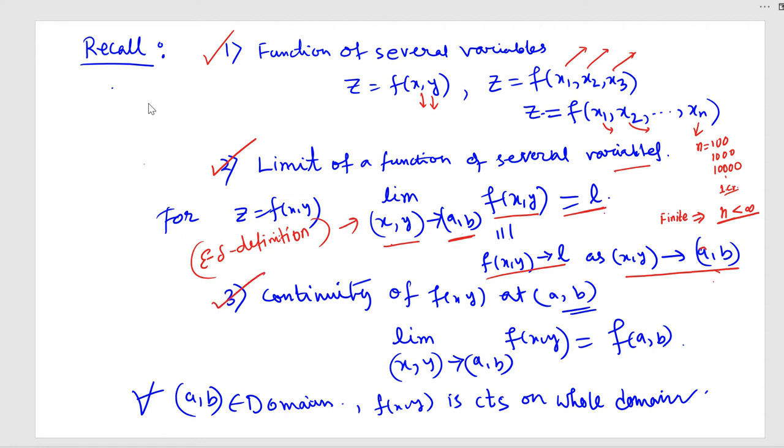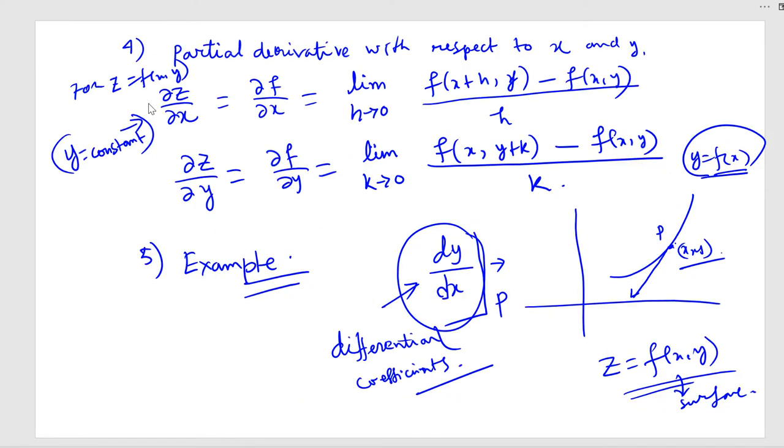Similarly, continuity is also defined: f(x, y) is continuous at the point (a, b) if the limit value and the functional value are the same. They will be equal. Now, if this happens for all the (a, b) points on the domain where we are defining the function, then f is continuous on the whole domain. We have mentioned and seen this.